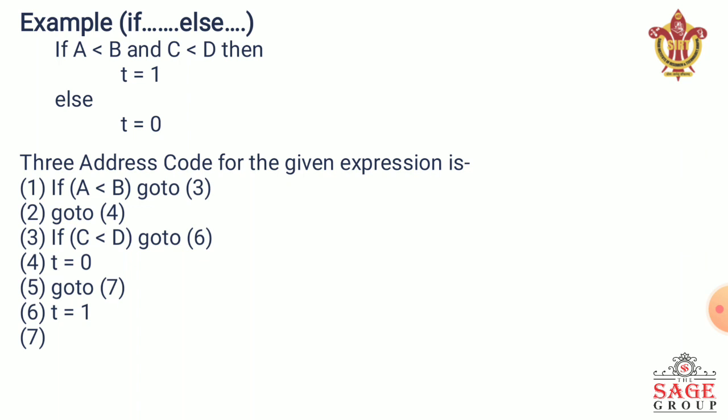Now we check the other part of our if condition, which is c less than d. If this condition is true, which is checked after a less than b, then we are able to execute our true part. The statement of the true part is written at statement number 6.